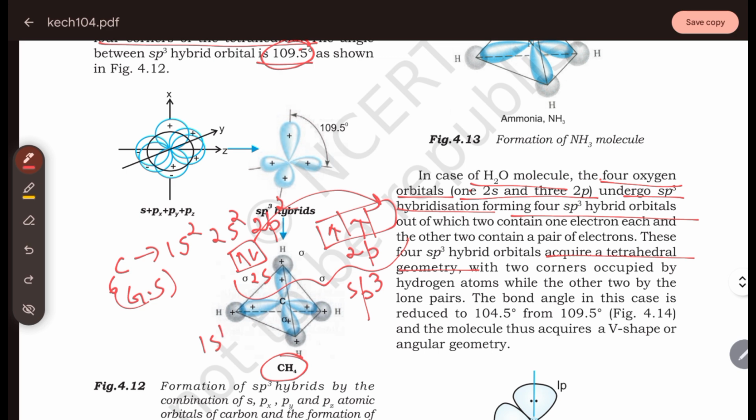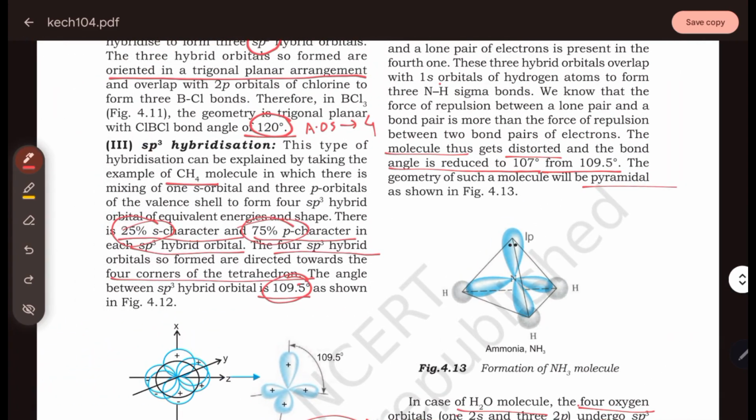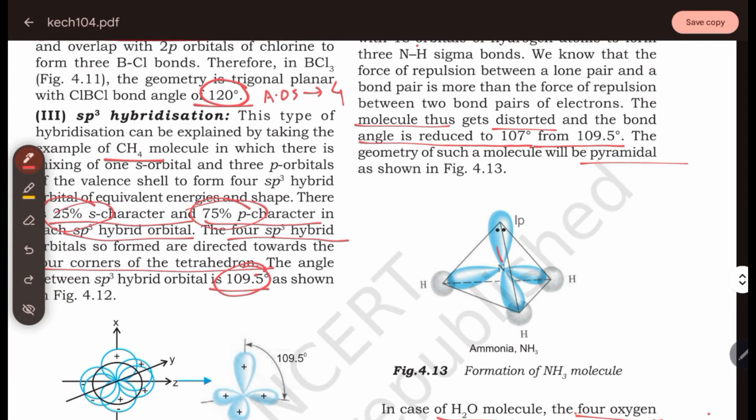You get 4 sp3 hybrid orbitals, and the lobes are like this. This is one lobe, this is the other lobe, here is the other lobe, and this is the other lobe. It is pointing towards a regular tetrahedron. This is the molecule NH3 having one lone pair.